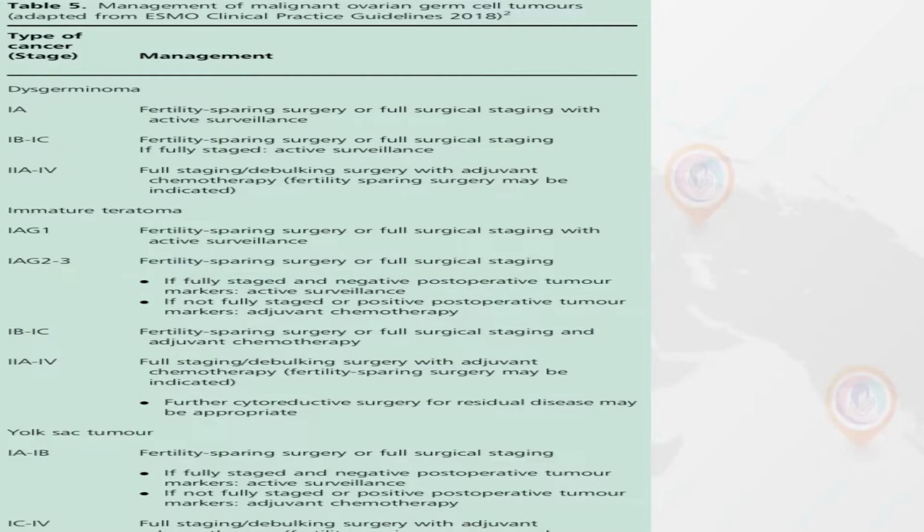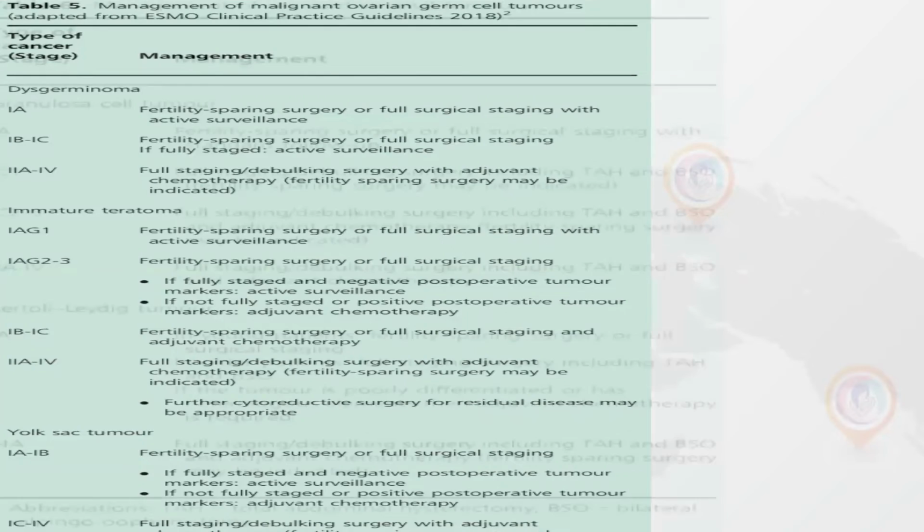That is, in dysgerminoma, we go for chemotherapy starting from stage 2A to 4. However, in case of immature teratoma, we go for chemotherapy starting from 1A G2. In 1A G1, we can avoid chemotherapy and keep these patients on active surveillance. In case of yolk sac tumor, usually we give chemotherapy for all the stages.